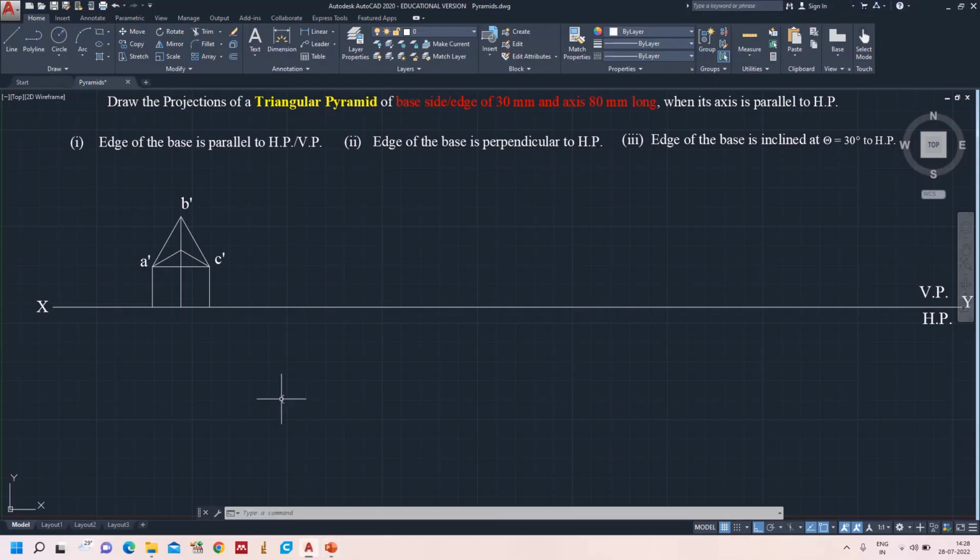Now first I am taking the axis length as 80 mm. Okay, now I am connecting this to here. Yes, now this is AO and this is BO and this is CO. I connected the triangular faces. Now I am drawing the base of the pyramid.